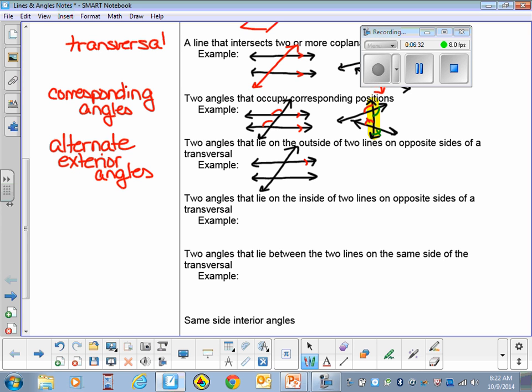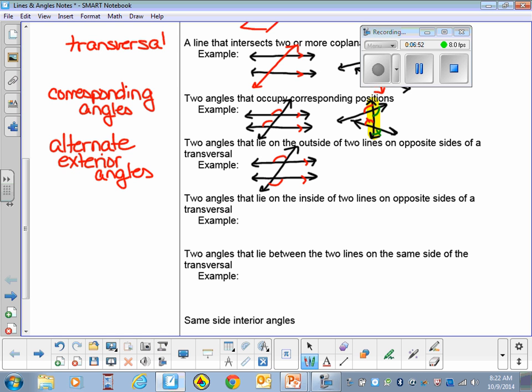Mark your lines as parallel. Right, we had alternate exterior. And in elementary school, you were told alternate exterior angles are congruent, and now I'm telling you, not always. Okay, these are because my lines are parallel.